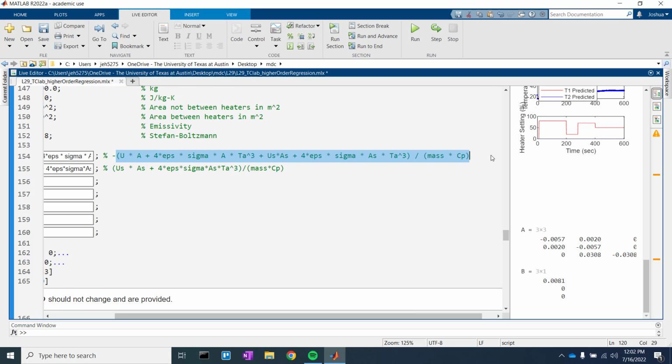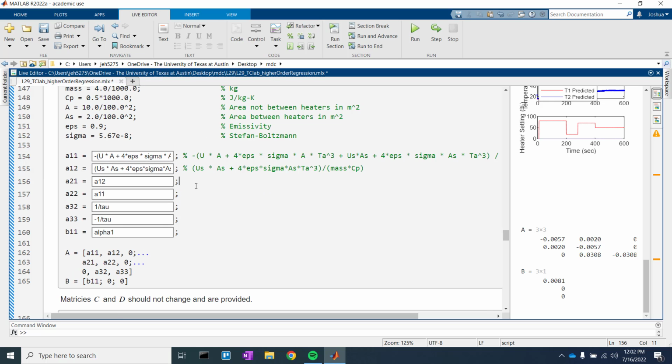Here we just pull everything off to the right hand side, and remember, because these are our deviation variables, our T prime, we're going to have the ambient temperature or the initial temperature raised to the third is what's left after the derivative. So we have U times A, we have the radiation, we have the heat transfer between the two, and the radiation between the two heaters, and then all of that divided by mass times Cp. Then as far as how heater 1 affects heater 2, we have just the transfer between the two divided by mass times Cp.